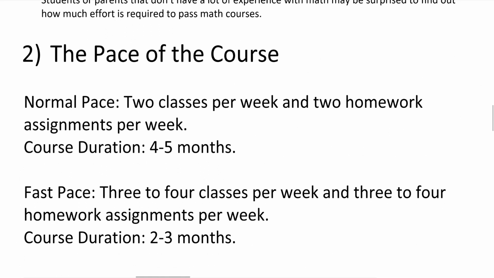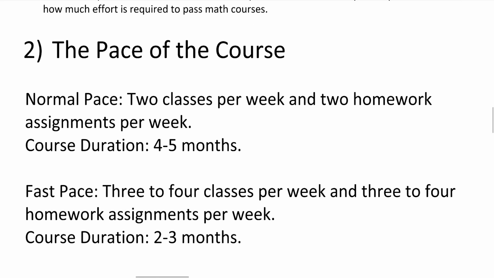Now, as far as the pace of the course, a normal pace is 2 classes per week and 2 homework assignments per week. Each class has a homework assignment. Now, some people might say, well, that doesn't sound like a lot. That's only 2 classes per week. But each class is around an hour and 40 minutes. Some classes are an hour, some are 2 hours.